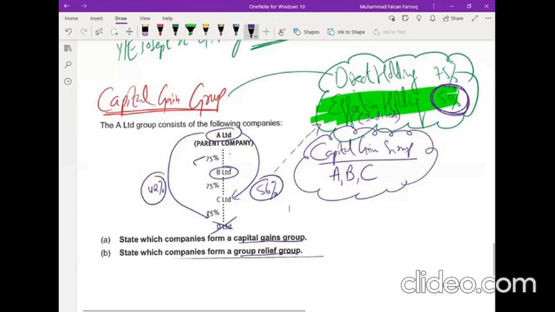But indirect holding is reduced to 50%. That's what is known as capital gains group. Means A, B, and C are allowed to share their capital losses. Capital losses arise in the CGT chapter for the companies. After indexation allowance, if there is a negative answer, it's known as capital loss. A, B, and C are the group members for capital gains, and they are allowed to share their losses amongst each other. Please note it down and ask me if you have any questions.